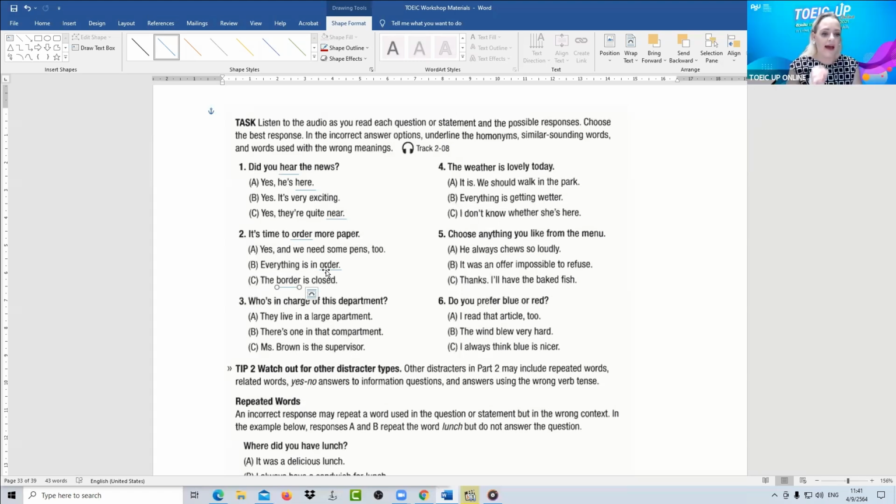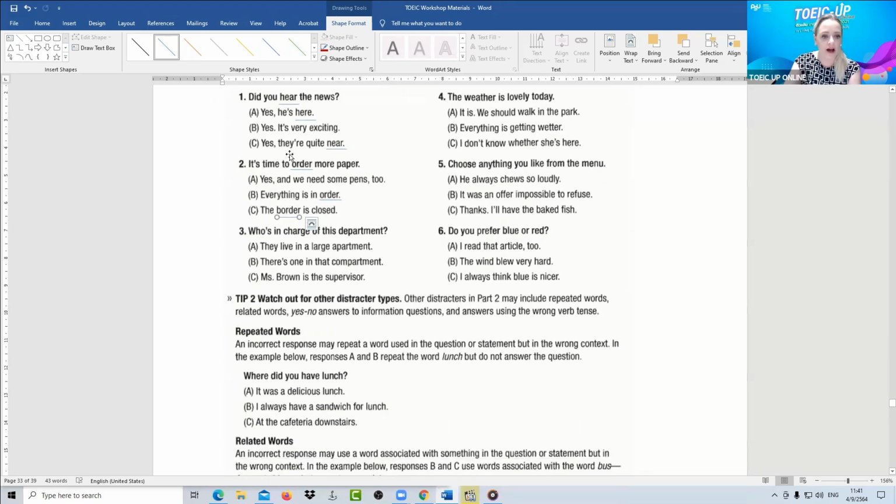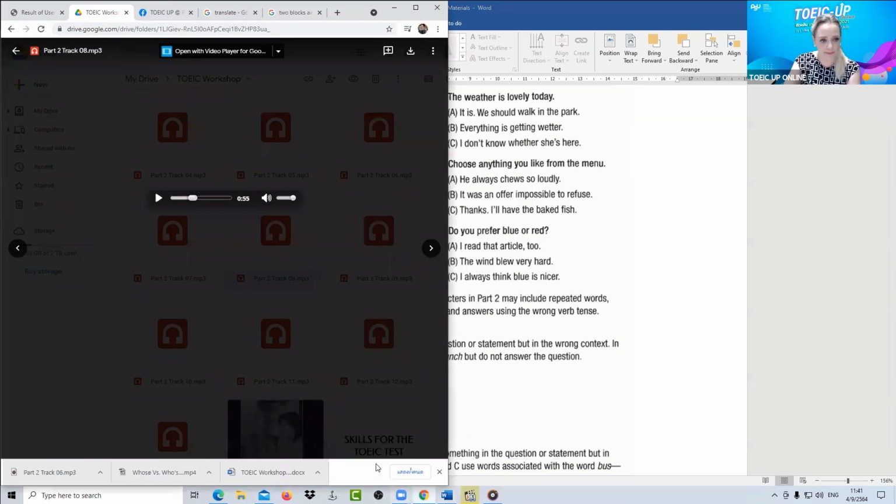You're welcome. I will try and find the translation for you that explains this concept, but these 2 orders mean completely 2 different things, wrong meanings. Okay, so the answer for this one, it's time to order more paper, is yes, and we need some pens too. Let's look at number 3.